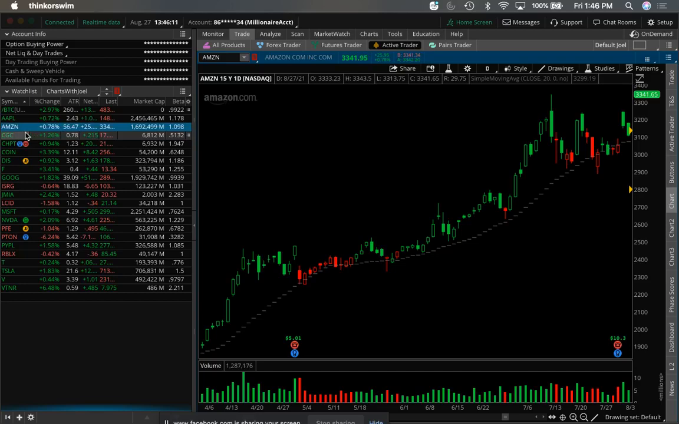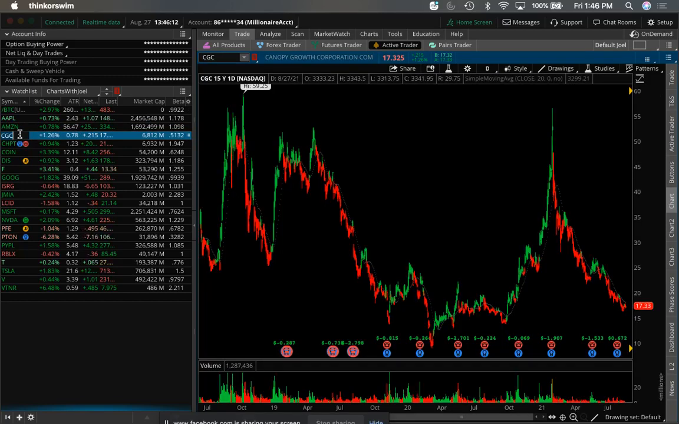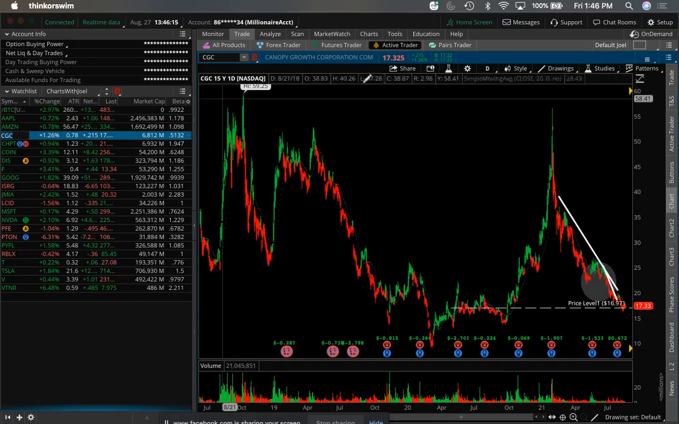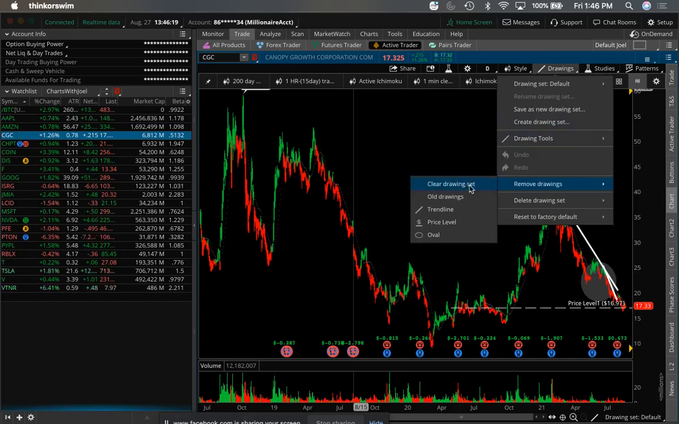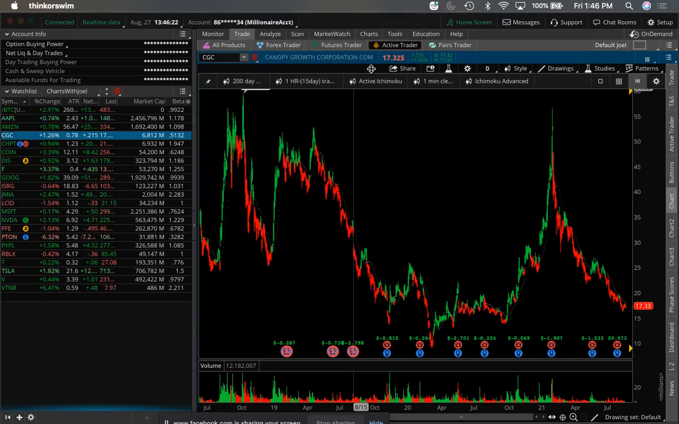Let's look at another one. CGC. Okay, I get this all the time. Joel, I don't know. Should I be buying this or selling it? I don't know what to do. Well, what's your time frame? I want to hold this for 5 years. Well, if you want to hold it for 5 years, you own the stock for 5 days.